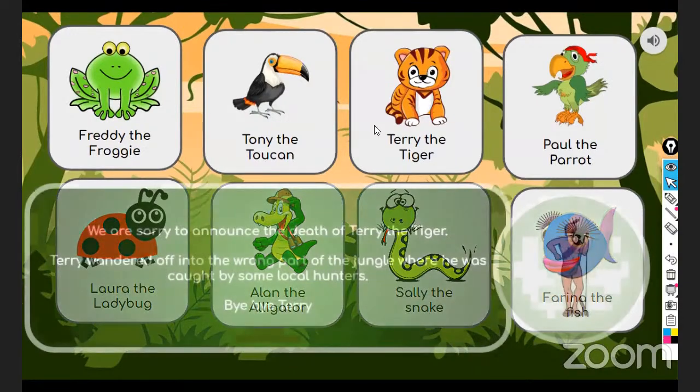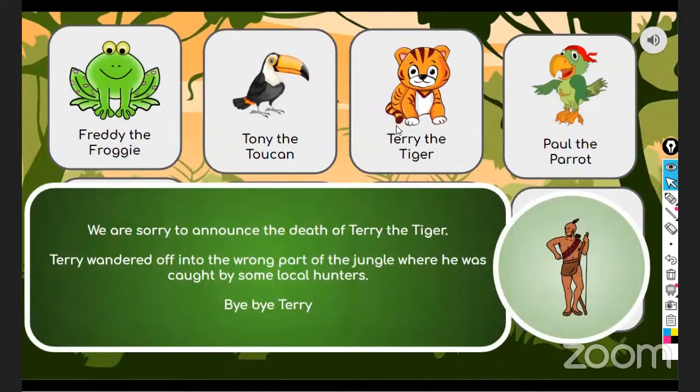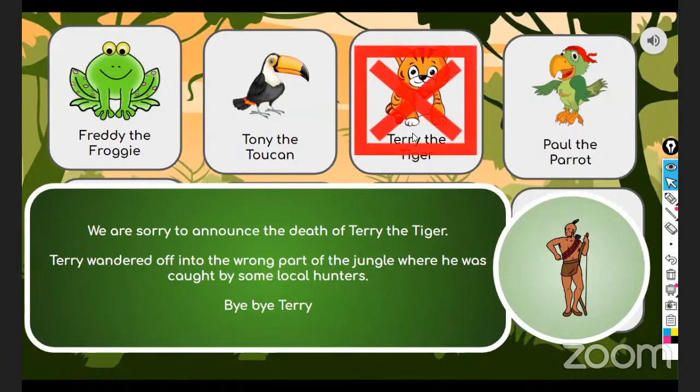The first animal to meet their end. We're sorry to announce the death of Terry the tiger. Terry wandered off in the wrong part of the jungle where he was caught by some local hunters. So bye-bye, Terry. Anybody out of the game? Did anybody choose Terry the tiger? If you did, you're unlucky. All right, so obviously a lot of people are still in the game because their character is still alive, right?